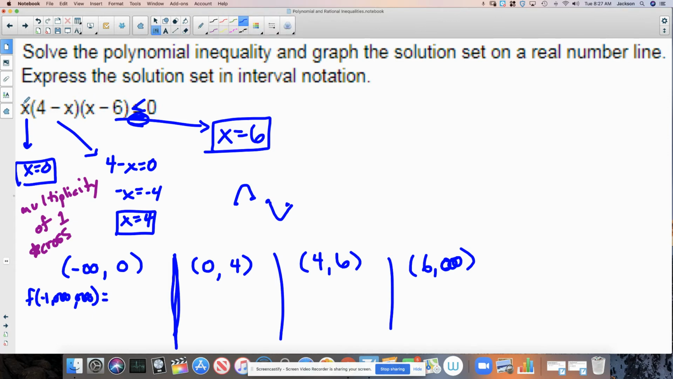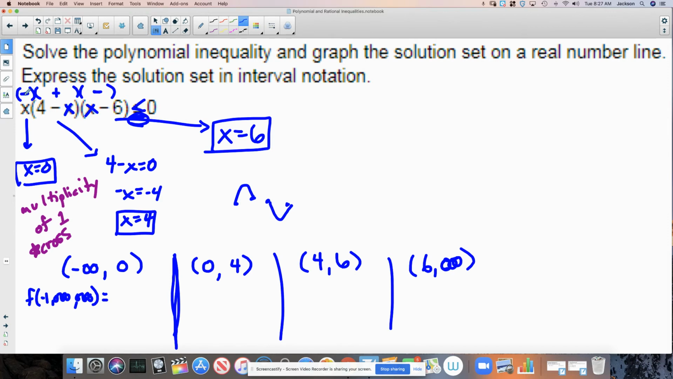Let's make x -1 million. If this is -1 million, this number is negative, right? So I'm taking this number and it's incredibly negative. If I put -1 million here and I subtract -1 million from 4, this number is incredibly positive, right? If I put -1 million here and subtract 6, this number is extremely negative, -1 million and 6, right?